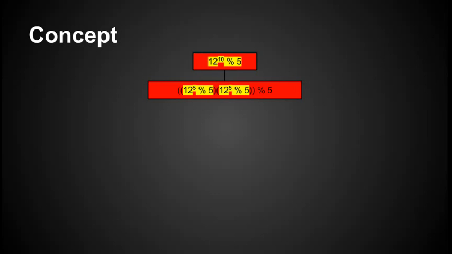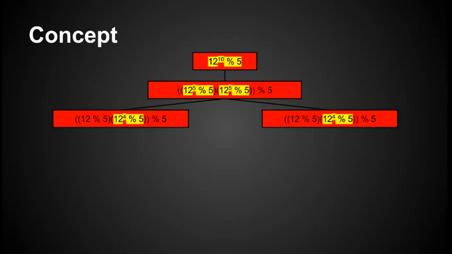But if we can't break them in half, we can still break one piece off of them. As you can see, we broke one piece off of each of them, so we got 12 mod 5 and 12 to the 4 mod 5. And 12 mod 5 is actually solvable. It solves to 2. But 12 to the 4 mod 5 still isn't solvable.